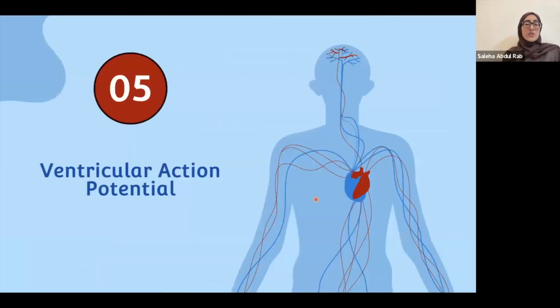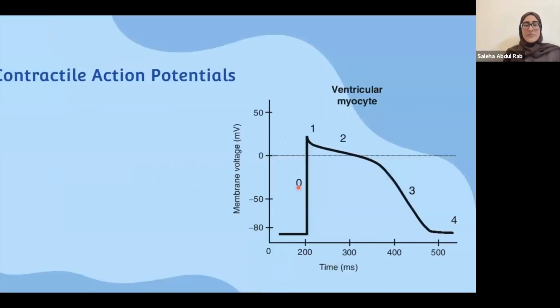Now let's move on to the ventricular action potential. We're at a good pace. If you guys have any questions at any point, just mention them in the chat and I will try my best to answer them as we go, okay? All right.